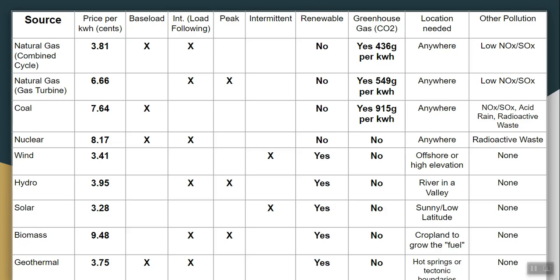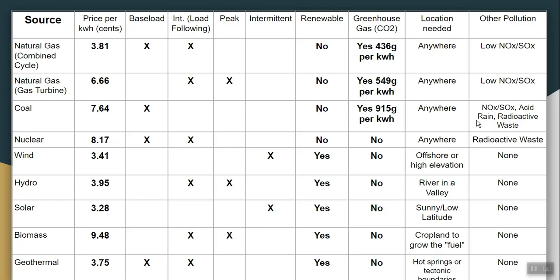So fly ash, that's the stuff that is left over after burning coal, actually it has a significant amount of radioactivity. So much so that the background levels of radiation around a coal plant are actually higher than the background radiation levels around a nuclear plant. Okay? And that leads me into nuclear.